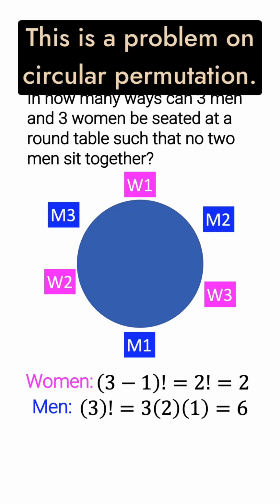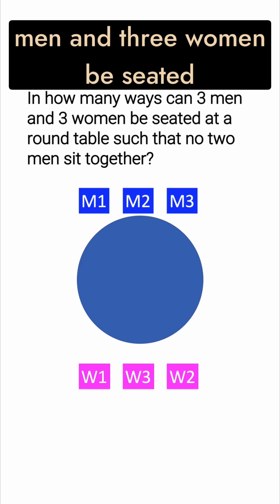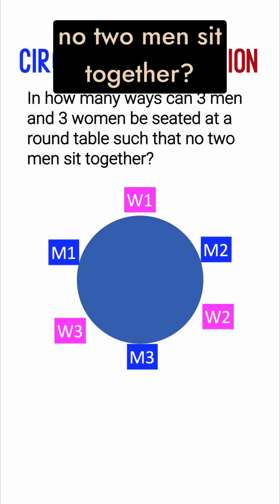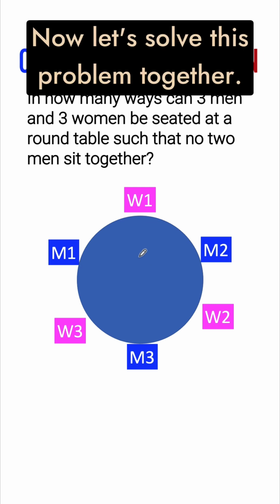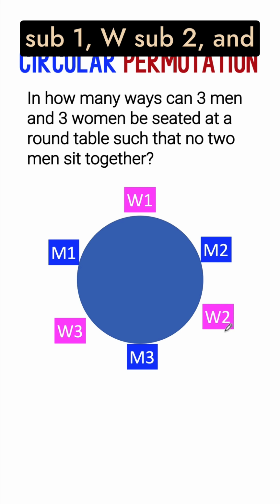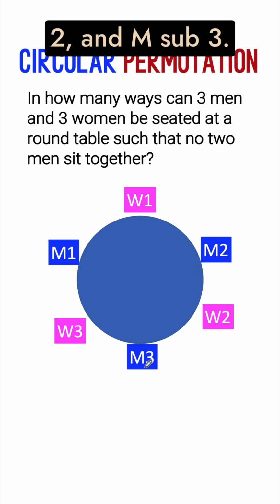This is a problem on circular permutation. In how many ways can 3 men and 3 women be seated at a round table such that no 2 men sit together? Now, let's solve this problem together. Let's call the women W sub 1, W sub 2, and W sub 3, and the men M sub 1, M sub 2, and M sub 3.